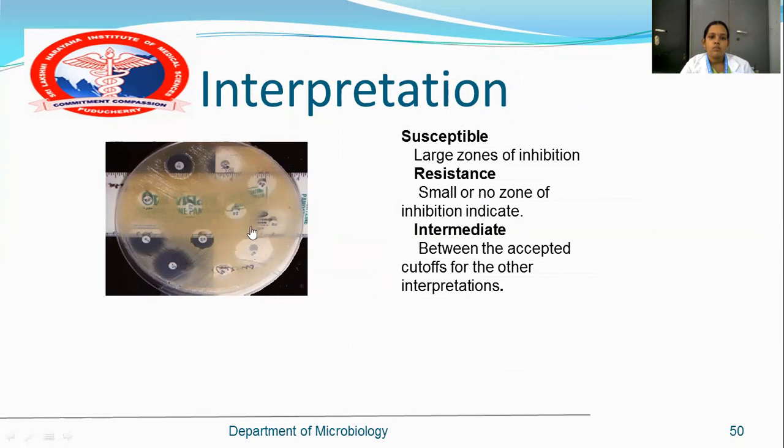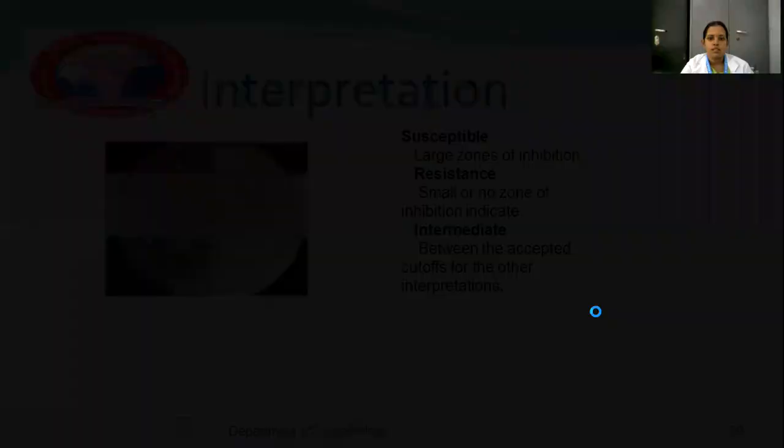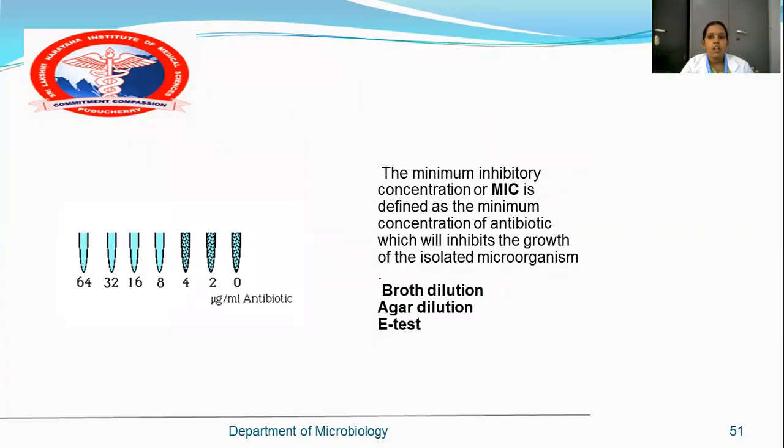Resistance means small or no zone of inhibition. And intermediate is between the accepted cutoffs for the other interpretations, sensitive and resistance. But it is also considered as resistance only. And minimum inhibitory concentration or MIC is defined as the minimum concentration of antibiotic that will inhibit the growth of the isolated microorganism.